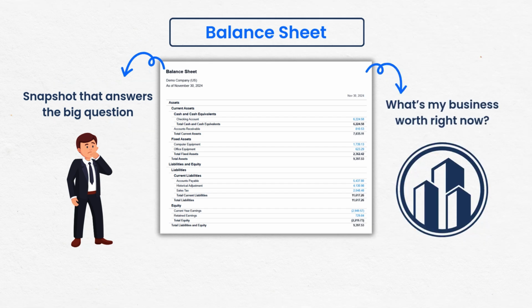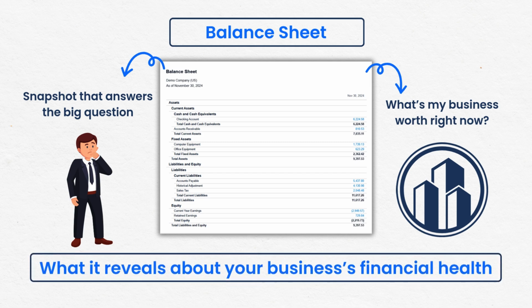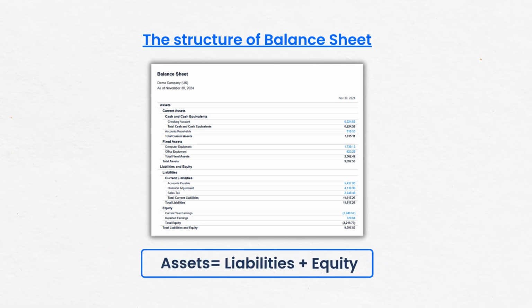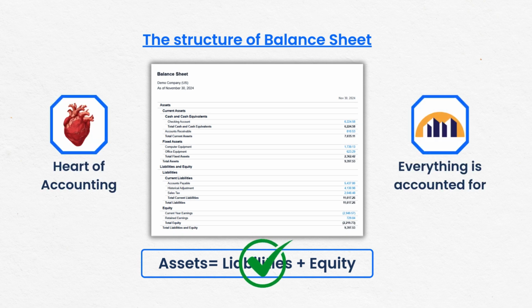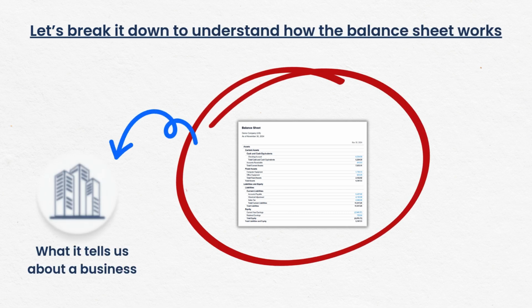In this episode, we will break down how the balance sheet works and what it reveals about your business's financial health. The structure of the balance sheet is based on the accounting equation, assets equals liabilities plus equity. This equation is at the heart of accounting because it ensures everything your business has is accounted for. Let's break it down to understand how the balance sheet works and what it tells us about a business.